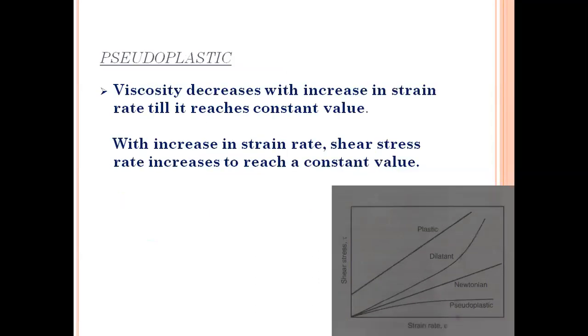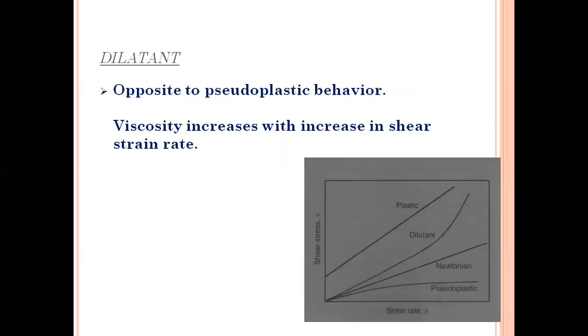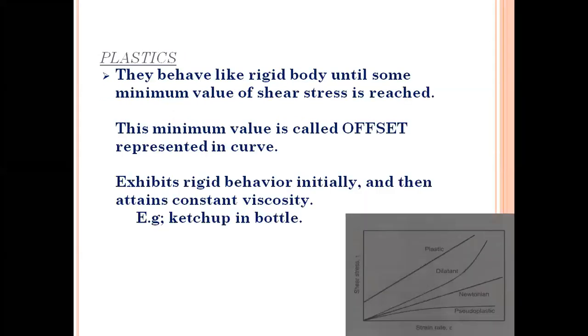Ideal fluids. Then pseudoplastic: viscosity decreases with increase in strain. You increase the strain, the viscosity decreases. With increase in strain, shear stress rate increases to reach a constant value, so after some time it goes as a flat curve. These materials exhibit a pseudoplastic nature where after a certain amount of strain, the stress remains constant. Now dilatant, this is opposite to pseudoplastic behavior: as you keep on increasing the shear strain rate, the viscosity increases.